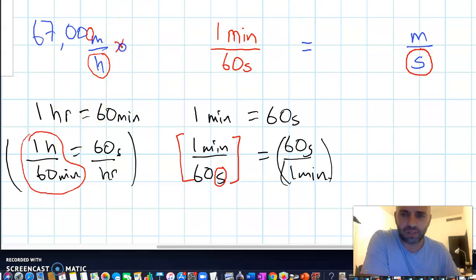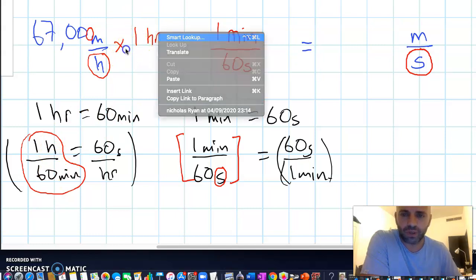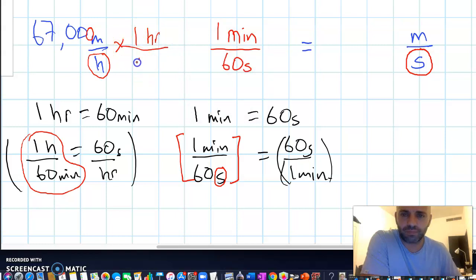So I'm going to pop in a multiplication symbol. I'm going to use this one: 1 hour divided by 60 minutes. Multiplied by 1 minute divided by 60 seconds. Now let's just follow the units here and see what happens.